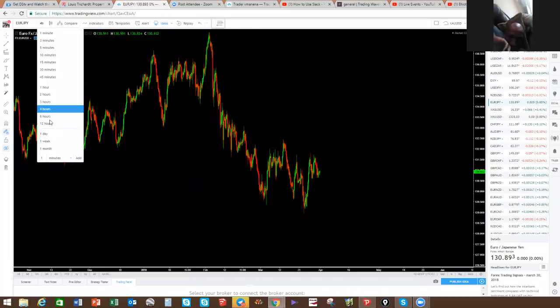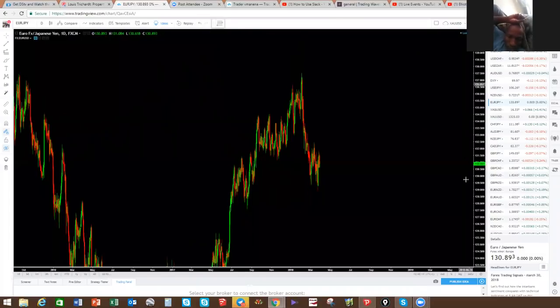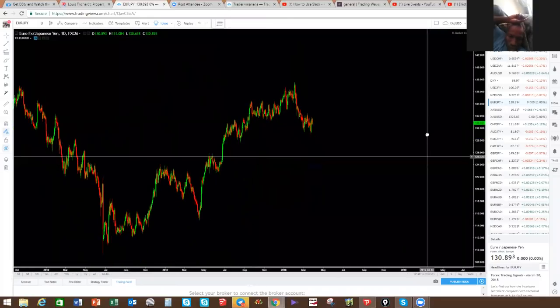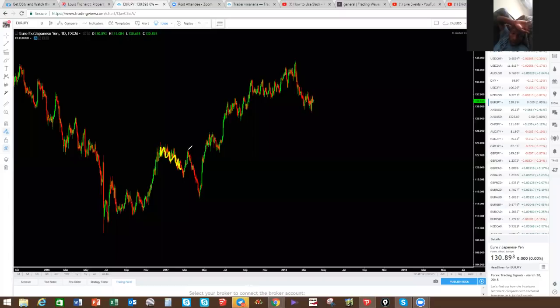Let's go back to the daily. What to expect? So expect that this move to the downside may be slow, because when this one started, you can see this one was corrective, and then the last piece was sharp. Here, the first piece was sharp.